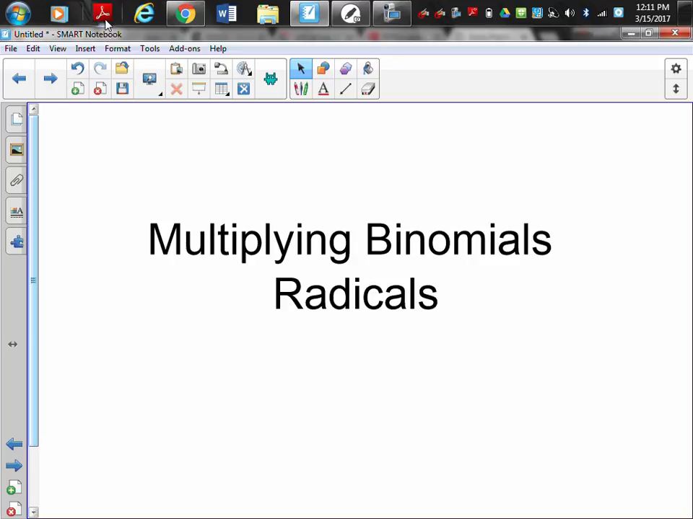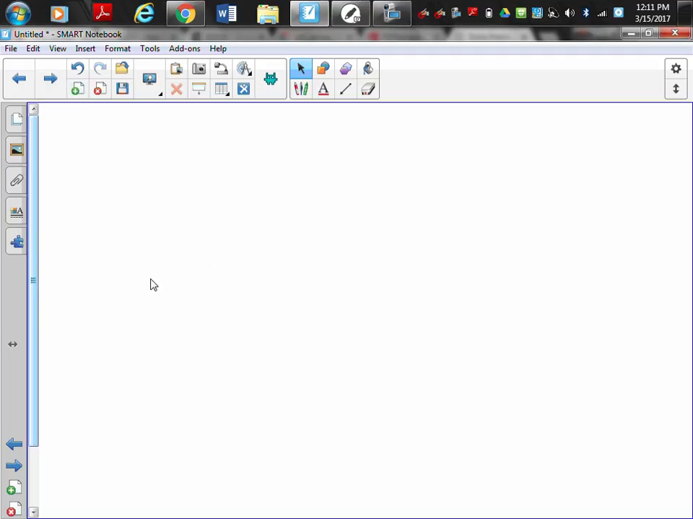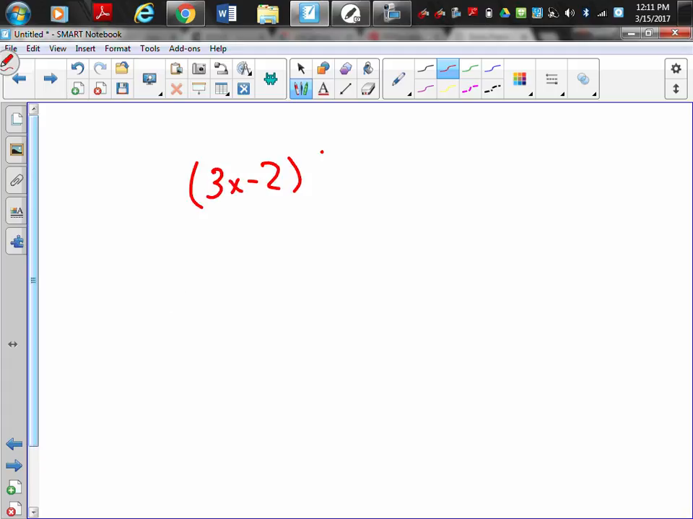Alright, we're multiplying binomials that contain radicals. Multiplying binomials that contain radicals. If you'll remember back, when we multiplied binomials, it was like this: 3x minus 2, 3x plus 5.